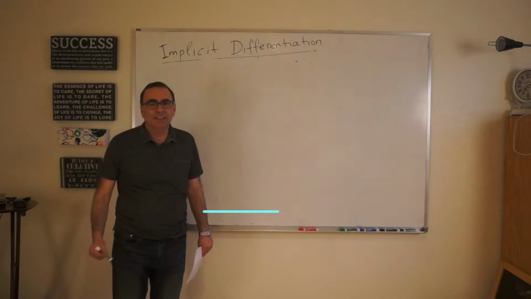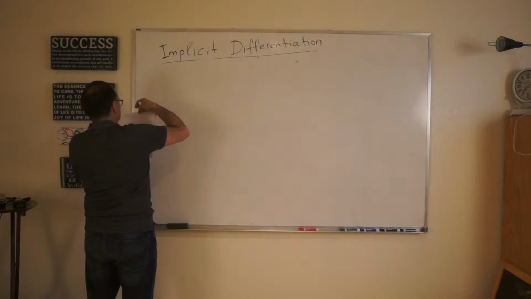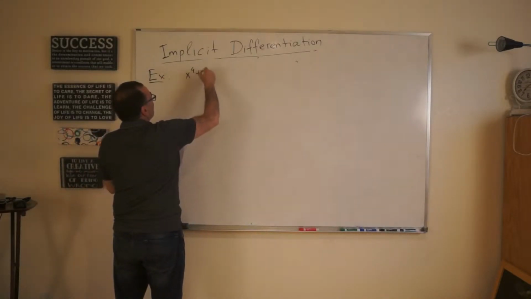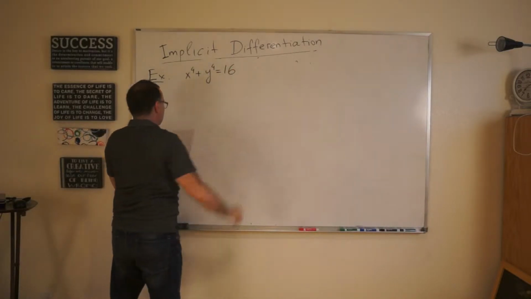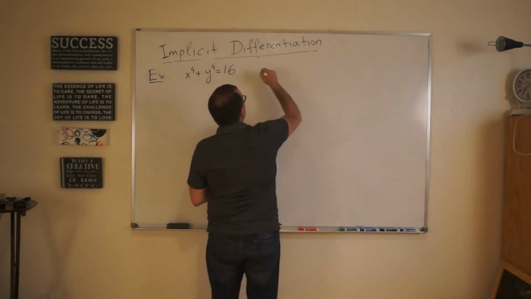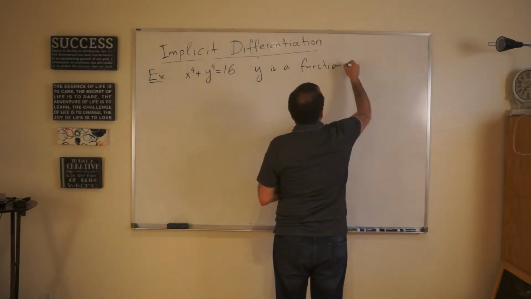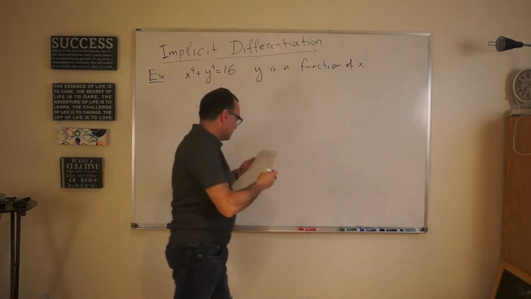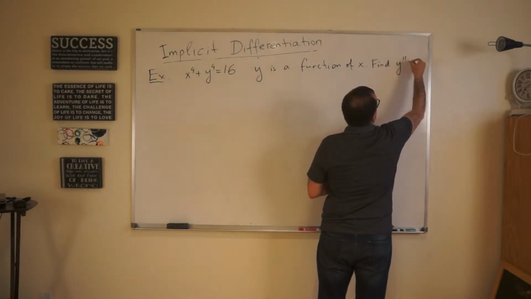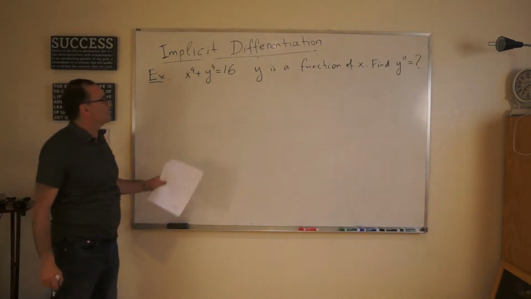Next example is finding second order derivative. X to the power 4 plus y to the power 4 equals 16. Again, this equation represents y as a function of x. And the question is, find the second order derivative of this function. So how can we do that?